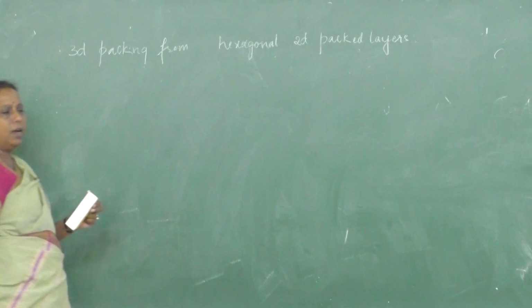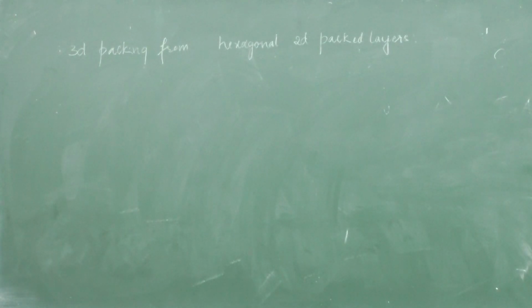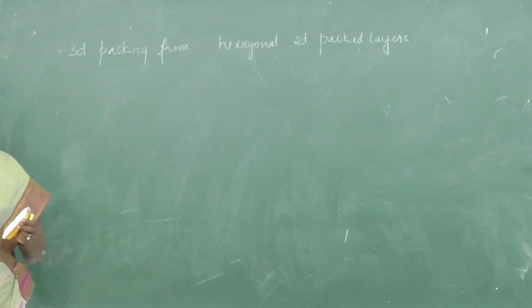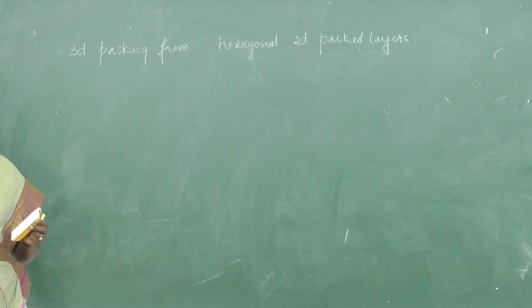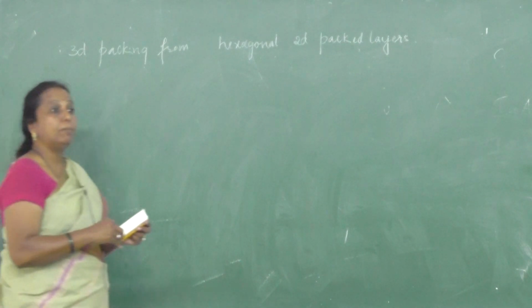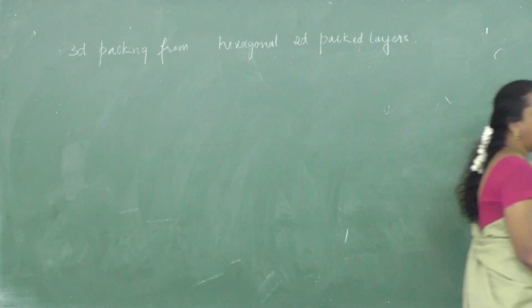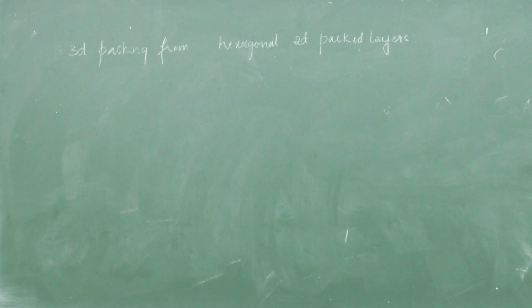Okay, we have discussed 3D packing from square 2D packed layers. Only one type of packing we learnt. We call it AAA packing. There is one more type of packing called ABAB packing. From square 2D packed layers, ABAB packing is possible. So I will show you one ABAB packing.